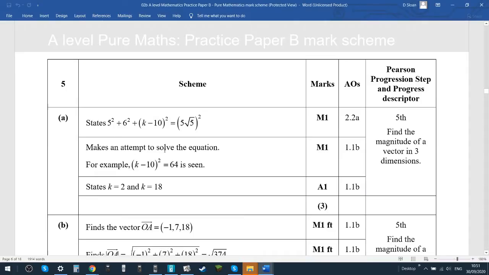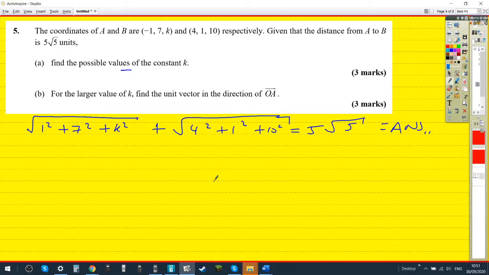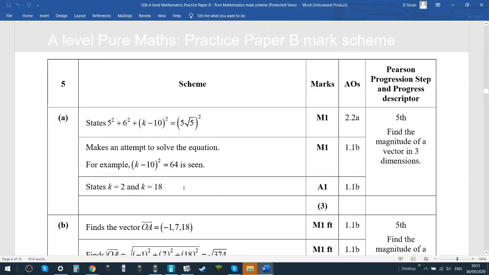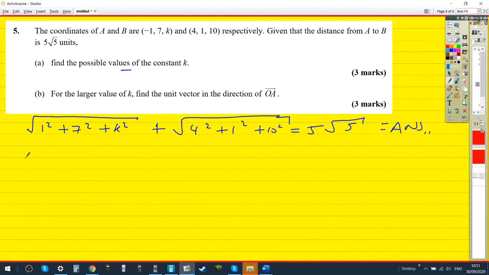Sorry, if I just go back a second. Makes an attempt to solve the equation. Yeah, wrong. This is worth 1 mark, this is worth 1 mark. Anyway, part B. I'm sorry, the larger value was 18. And A, so the coordinates will be -1, 7, 18, I think.